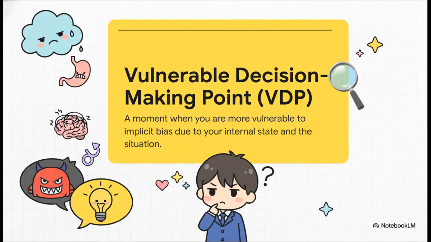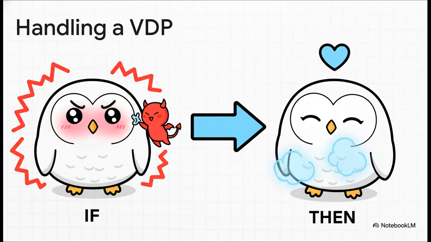This is when your own state, being tired, hungry, totally stressed, collides with a really difficult situation. And in that moment, you are much, much more likely to react based on an unconscious bias rather than your best, most thoughtful self. So how do you handle a VDP? You use something called a neutralizing routine. It's just a pre-planned, simple action. A great way to do this is with an if-then statement you've already decided on. Like, if I feel myself getting triggered by a student, then I will take one deep breath before I say anything. That tiny little pause, it can be the difference between a thoughtful response and a really harmful reaction.